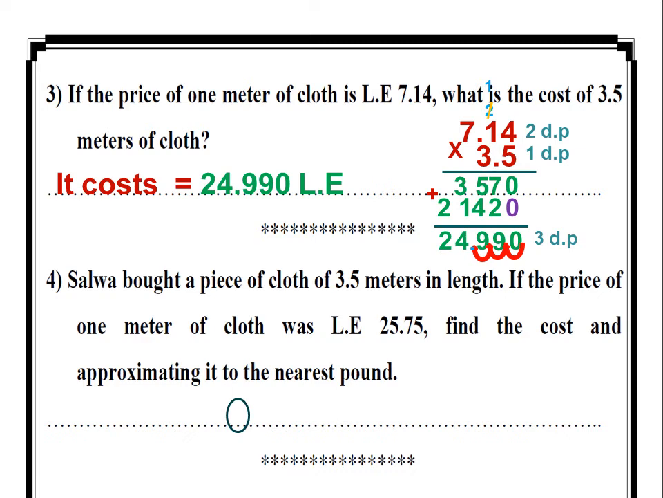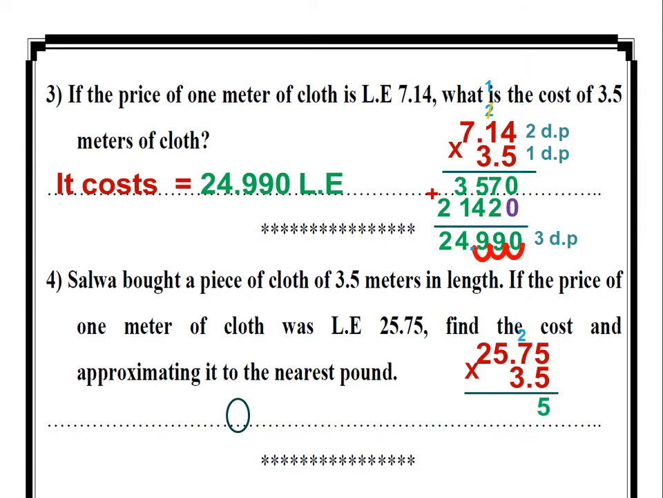Question number 4 says, Salwa bought a piece of cloth of 3.5 meters in length. If the price of 1 meter of cloth was 25.75 LE, find the cost, approximating it to the nearest pound. So we are going to multiply the number of meters times the price of 1 meter. So 25.75 times 3.5.